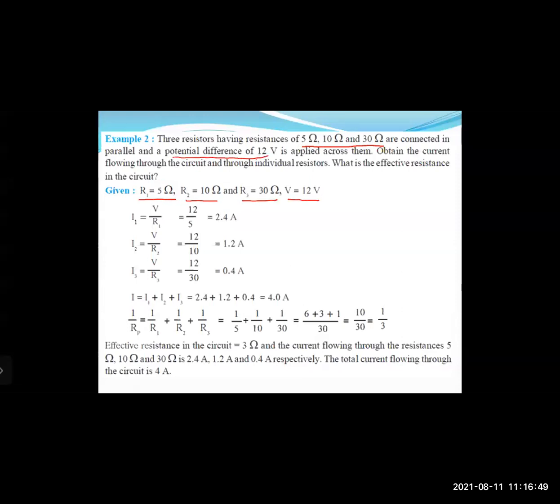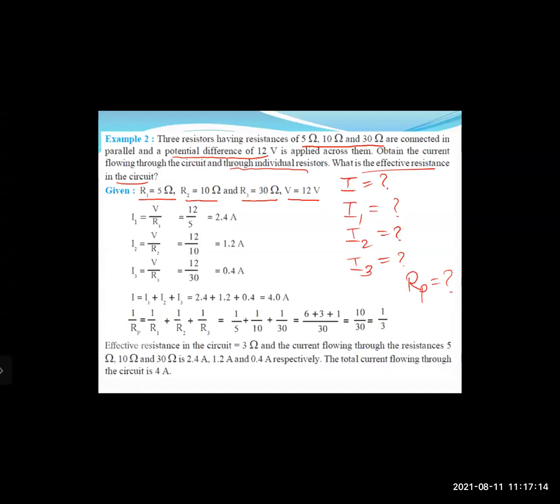What have they asked? Obtain the current flowing through the circuit. So we have to calculate the value of I, okay? And through individual resistors, so we will also have to calculate I1, I2, and I3. And what is the effective resistance? So we also have to calculate Rp. So that many values you have to calculate, right?